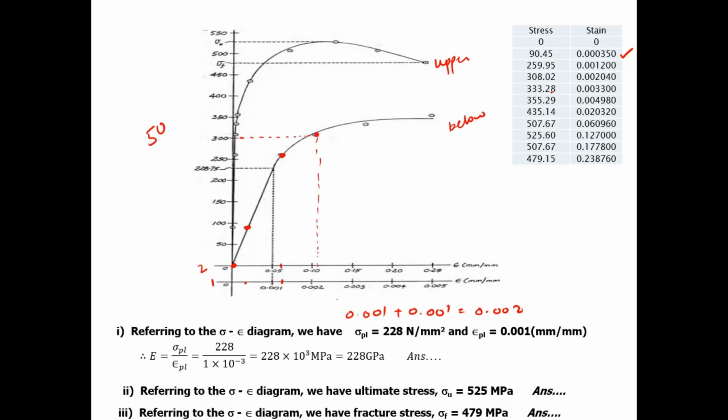Then 333.28, 333 somewhere here, and the strain will be 0.033. Okay, this one. So this is our fourth point, and then we have our fifth point. Then we make a curve. When we make a curve, we can join these points with a straight line. Then here we have to experience a curve.